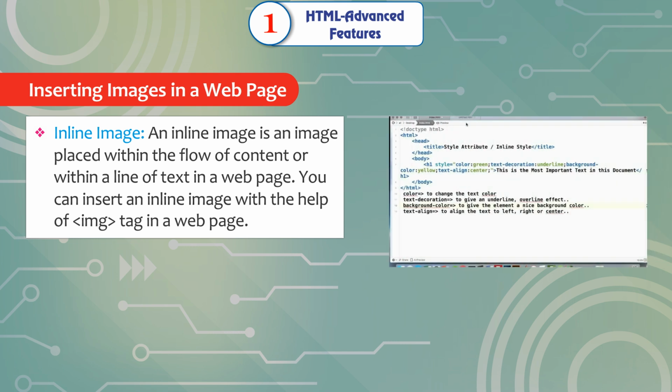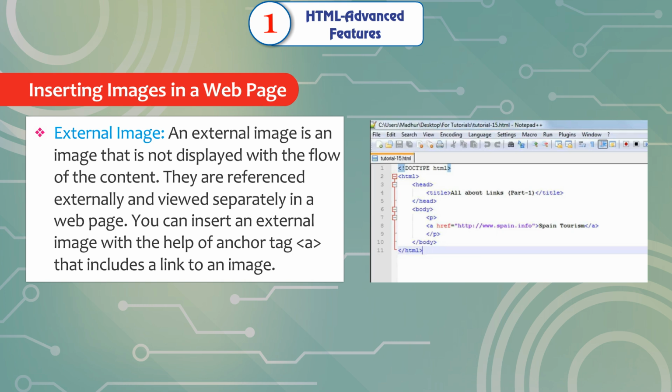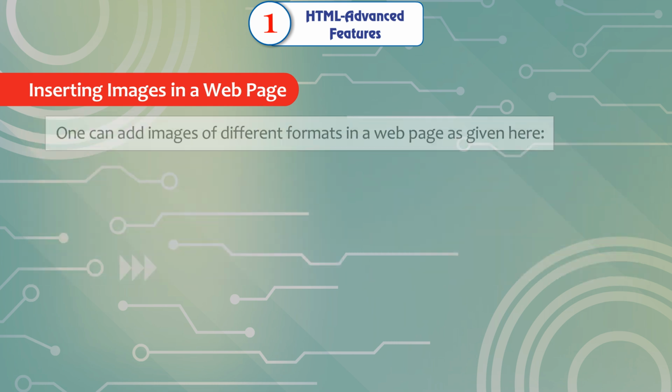An inline image is an image placed within the flow of content or within a line of text in a web page. You can insert an inline image with the help of the image tag in a web page. External image. An external image is an image that is not displayed with the flow of the content. They are referenced externally and viewed separately in a web page. You can insert an external image with the help of the anchor tag A that includes a link to an image.